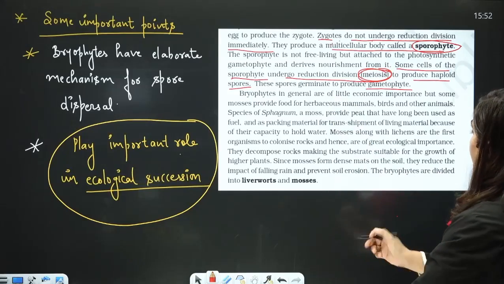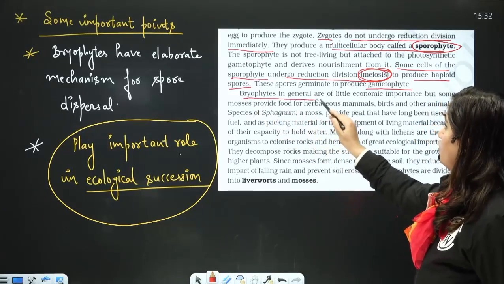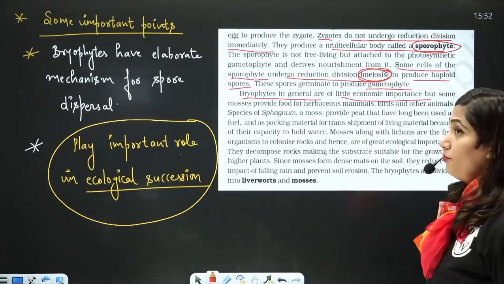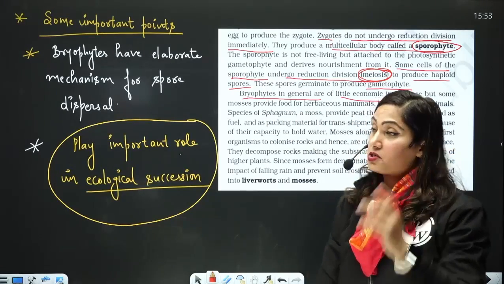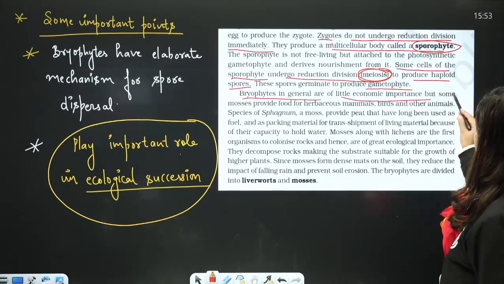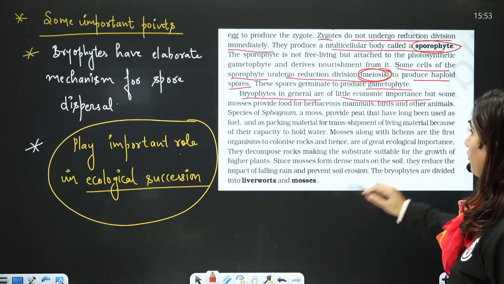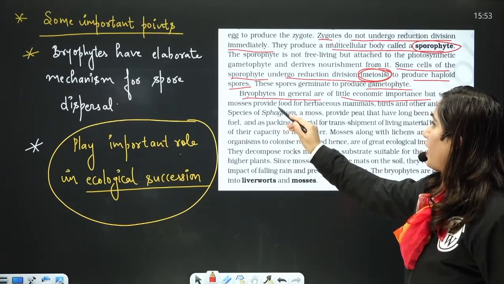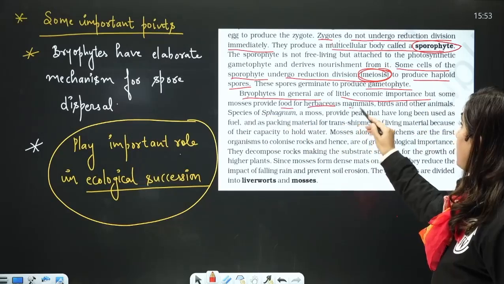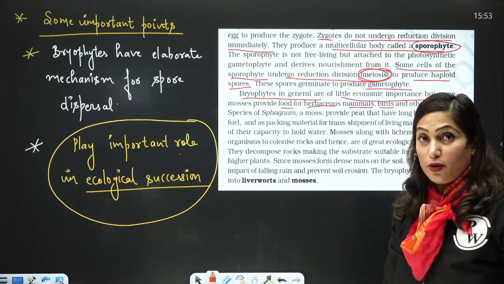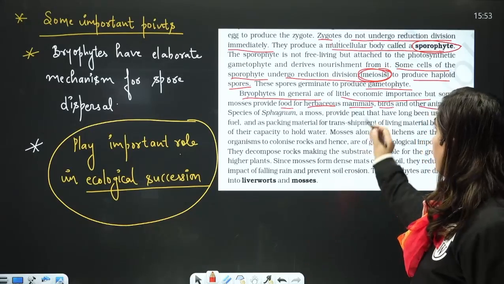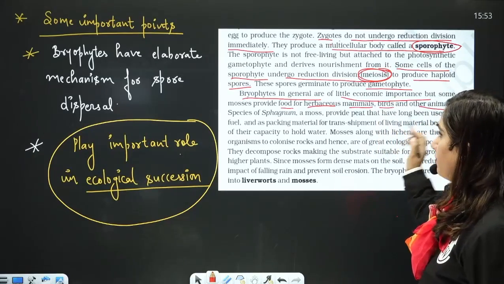Now these lines are also important. Let's see what they are. Bryophytes in general are of little economic importance. Economic importance is very little, but ecological importance is very high. But there are some bryophytes, some mosses, which provide food for herbaceous mammals, birds, and other animals.